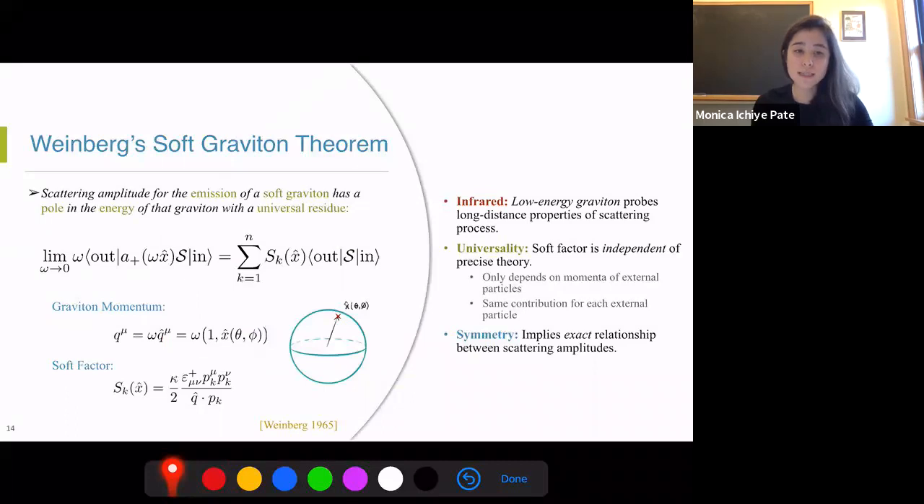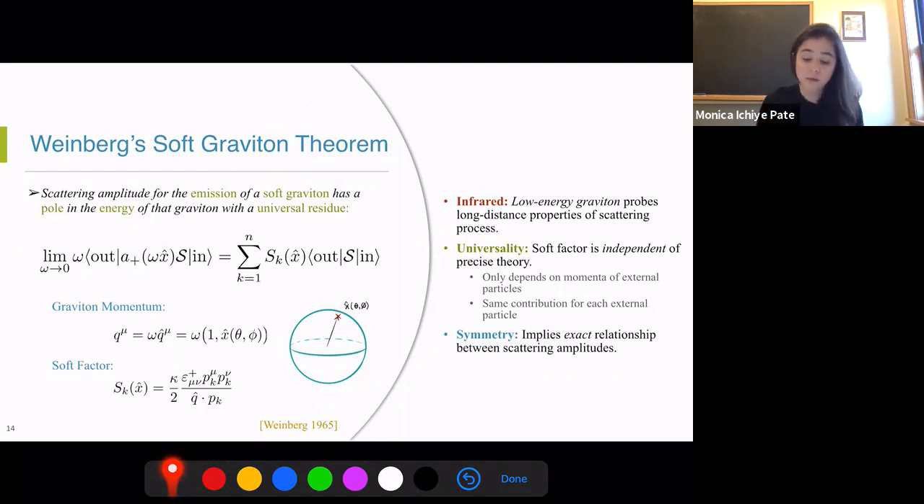So in order to see this, let's begin with Weinberg's soft graviton theorem, which is a statement pertaining to scattering processes in which a graviton is emitted. So here we're going to find it useful to parameterize this graviton momentum in terms of an energy and a unit 3-vector, which we can think of as specifying a point on the surface of the sphere. So then the statement of the theorem is that the scattering amplitude for the emission of a graviton develops a pole in the energy of that graviton in the limit in which the energy is taken to zero.